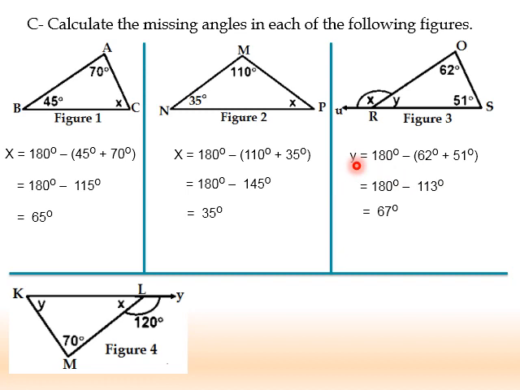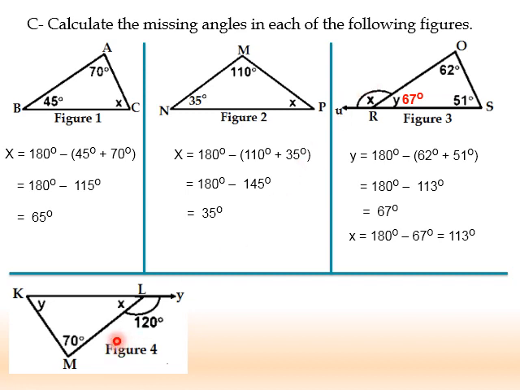I found Y, so let's put it above. It's 67 degrees. Now, URS is a straight angle. URS equals to 180 degrees. How to find the measure of angle X? I have to say that it's 180 minus 67 equals to 113 degrees. There's another method to calculate it. We will see it later.